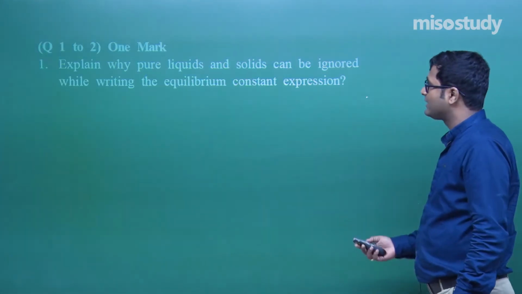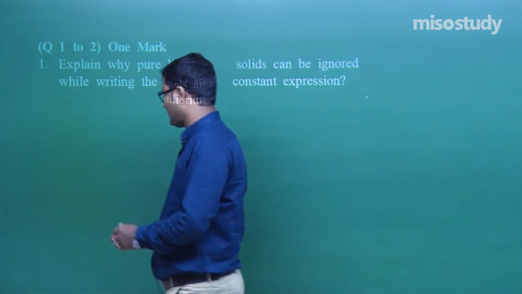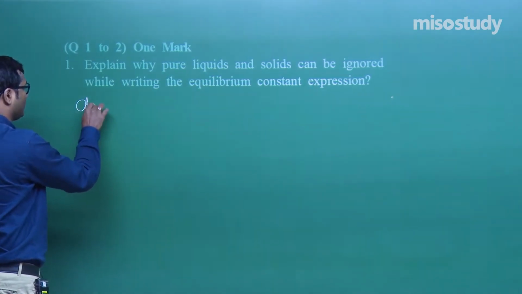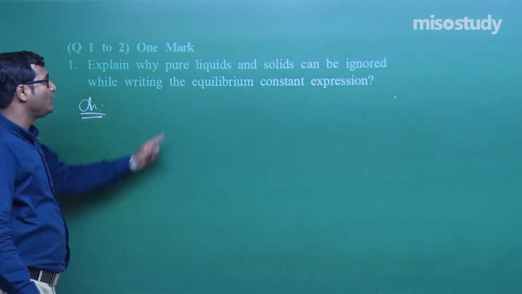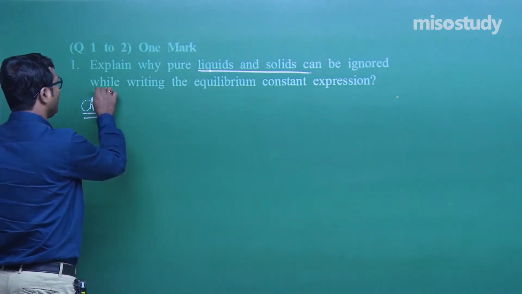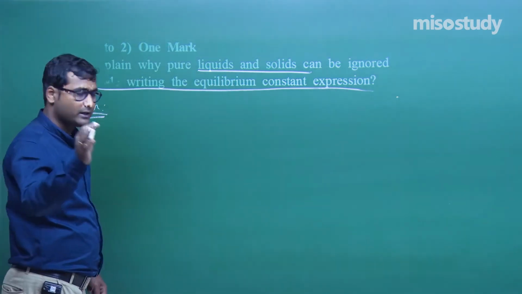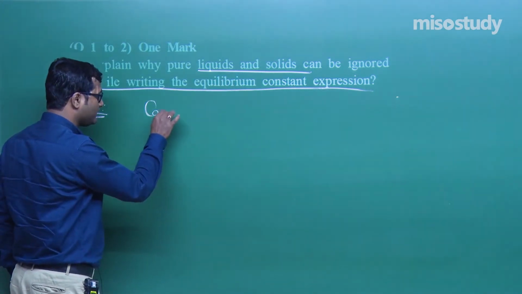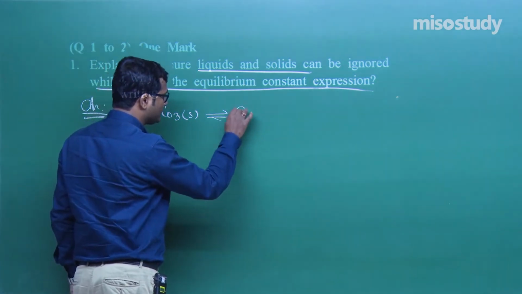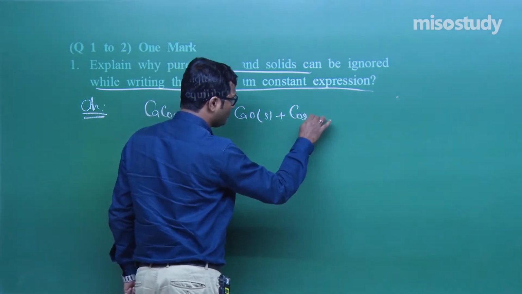Okay, now let's move to question number 1. What is given here? Look at it. The question is: explain why pure liquid and solid can be ignored while writing the equilibrium constant expression. For example, if I write here CaCO3, it gives you CaO plus CO2. Am I right?